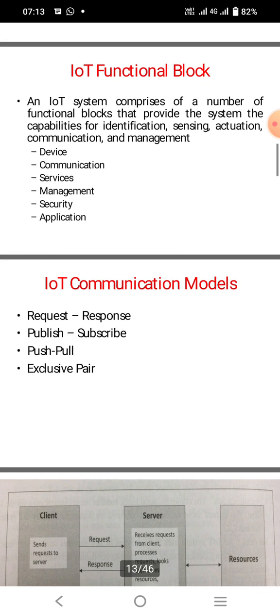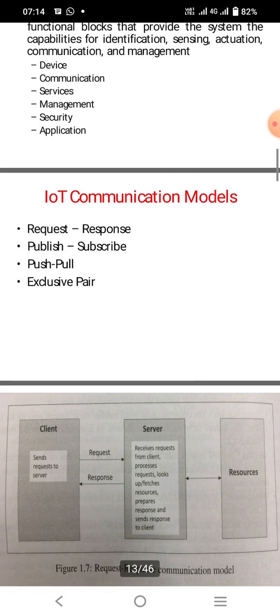The IoT communication models are classified into four types. The first one is request and response, the second one is publish and subscribe, the third one is push and pull, and the fourth one is exclusive pair. These are all the communication models in IoT. And the first one is request and response.